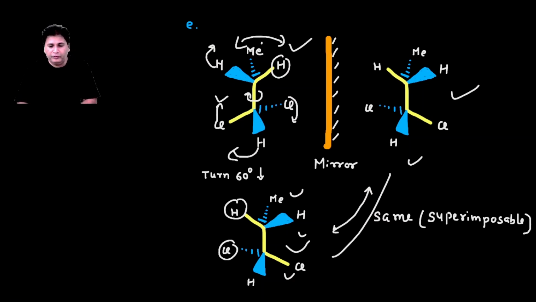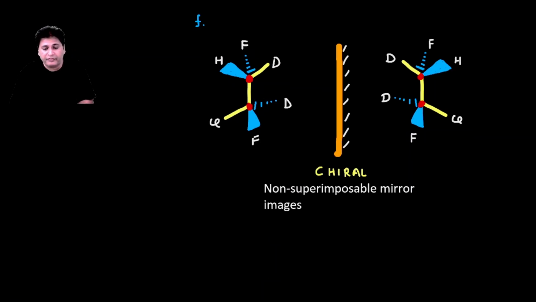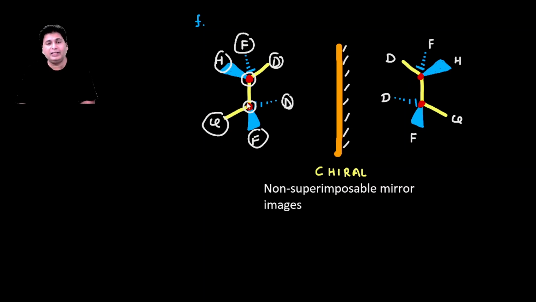Next, if you come to example number F, as you can see, you have two chiral carbons on your screen. The top carbon, you understand, has four different groups, and the one below also has four different groups. If you draw the mirror images, the two are not superimposable on each other, therefore both are chiral in nature.